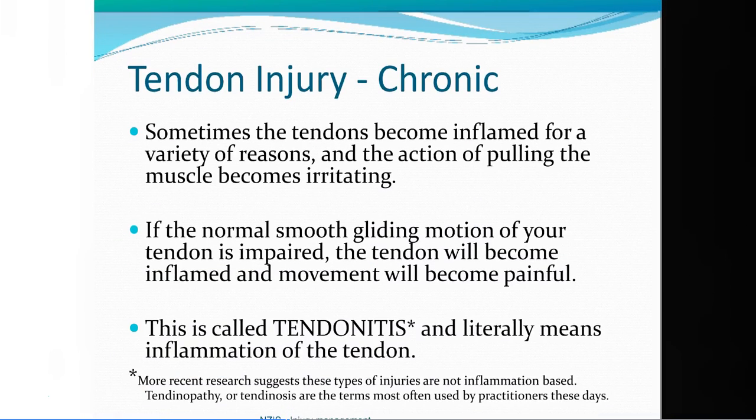Chronic tendon injuries are probably a little bit more common. Sometimes a tendon can become inflamed, where the action of the muscle pulling the tendon becomes irritating and causes an inflammation and the laydown of scar tissue. And if that normal smooth gliding motion of the tendon through the bony crevices that it usually slides through is impaired, then it rubs against the sides of those bony crevices and more inflammation occurs and becomes painful. This is called tendinitis, and tendinitis literally means inflammation of a tendon.